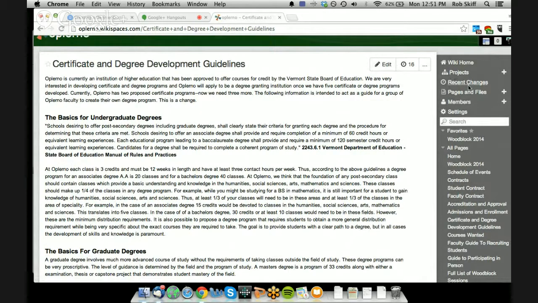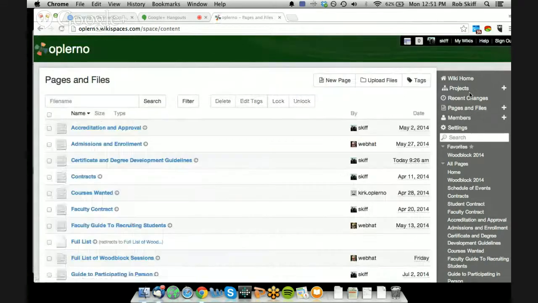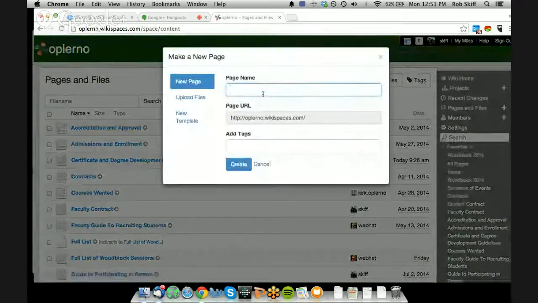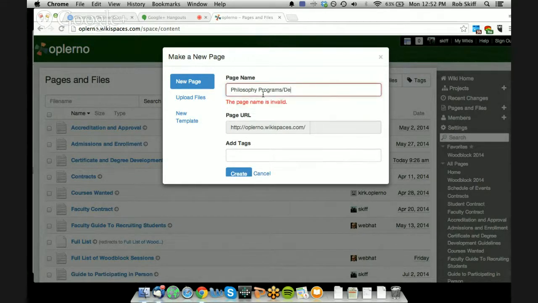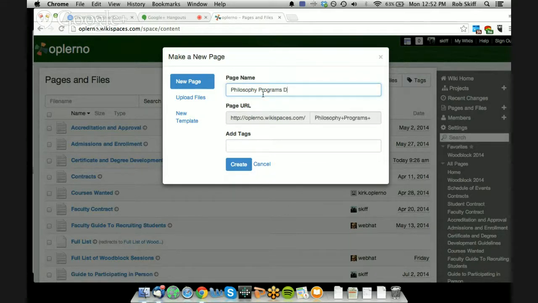a great piece is to become a member and create a new page. And we could call this philosophy, philosophy programs degrees.